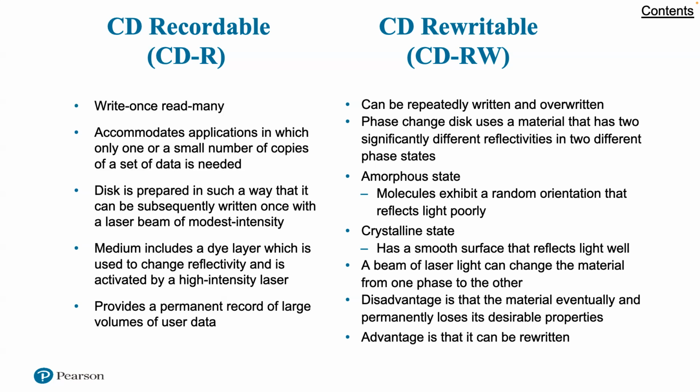The primary disadvantage of phase change optical disks is that the material eventually and permanently loses its desirable properties. Current materials can be used for between 500,000 and 1 million erase cycles. The CDRW has the obvious advantage over CD-ROM and CDR that it can be rewritten and thus used as a true secondary storage. As such, it competes with a magnetic disk, which we already spoke about.